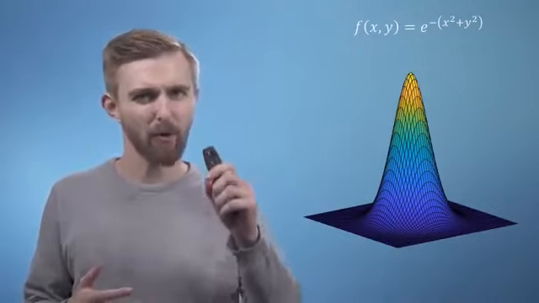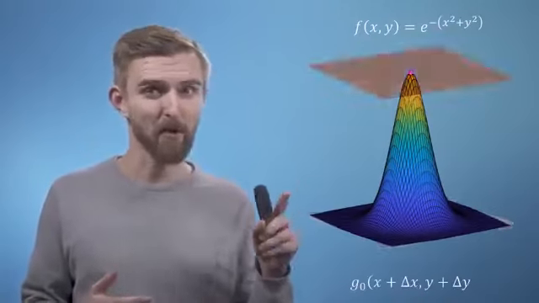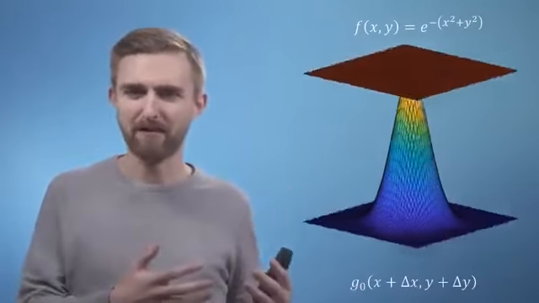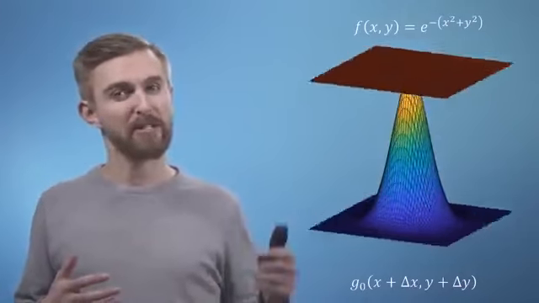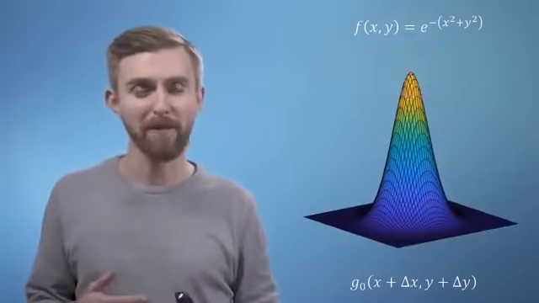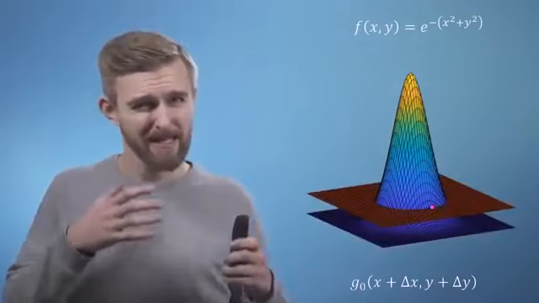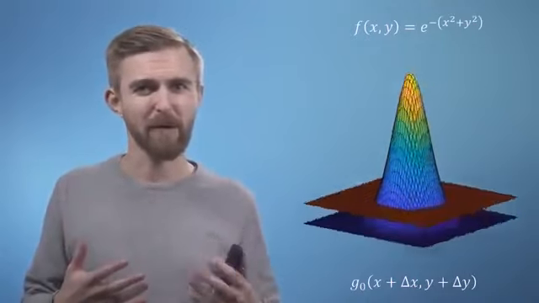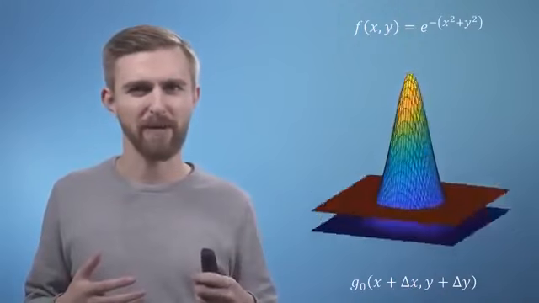So a 0th order approximation at the peak would look like this. And a 0th order approximation somewhere on the side of the bell would look a bit more like this. This is fairly straightforward, but now let's think about the first order approximation.